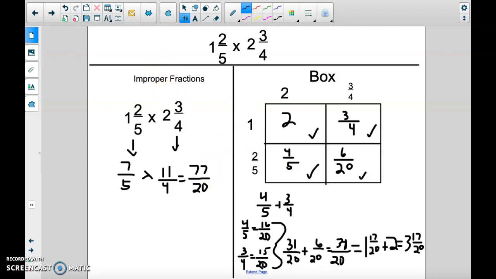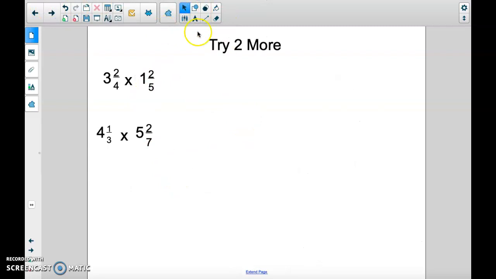All right. So we're going to move on. You're going to do these two problems, all right? So go ahead, do your strategy, solve each one, make sure you're showing your work, and be ready to check.